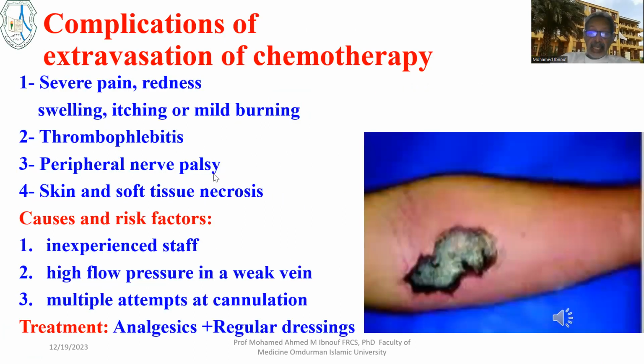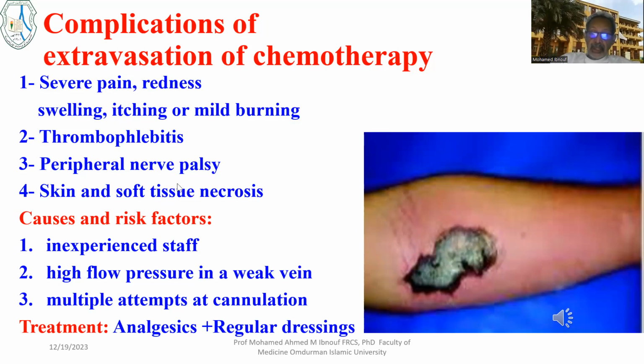Also, in the skin itself, extravasation of chemotherapy might cause problems. The patient feels pain, redness, swelling, itching, or mild burning at the area of the leakage of chemotherapy. Sometimes they may develop thrombophlebitis or rarely peripheral nerve palsy, and sometimes the skin might undergo necrosis, like what is seen in this photo here.